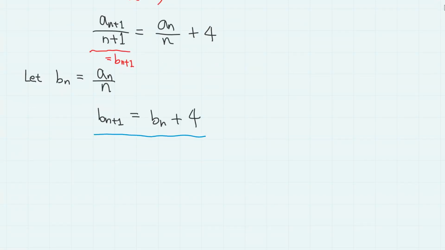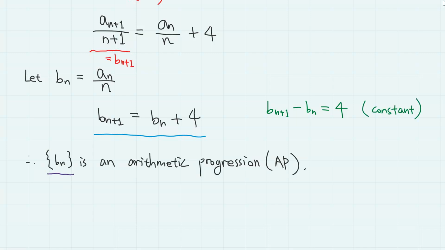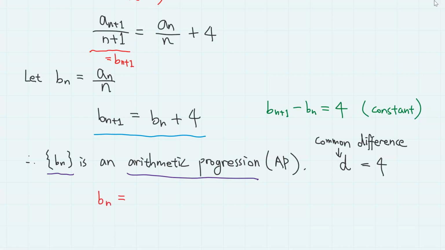And this is the recurrence relation of one of the most basic sequences. This relation means that the difference b_{n+1} minus b_n remains 4, which is constant. Therefore, sequence b_n is an arithmetic progression with a common difference d equals 4. Here, the formula for the nth term of the arithmetic progression is the first term b_1 plus, adding up the common difference d, n minus 1 times. So we have b_1 plus (n minus 1)d. And here, b_1 is a_1 divided by 1, and since a_1 is 1, b_1 is also 1.